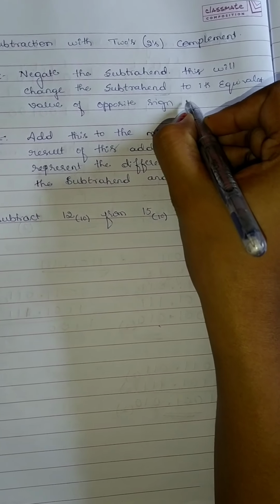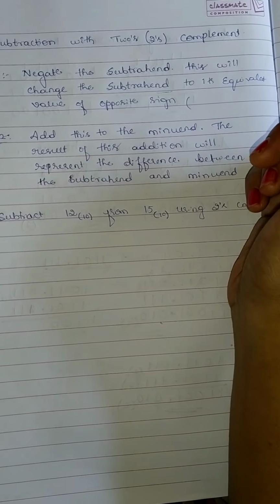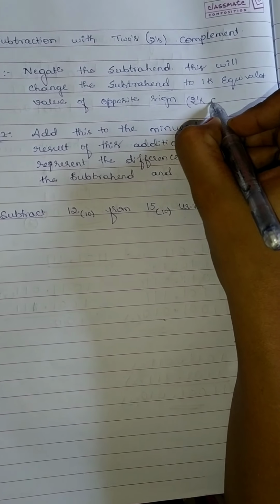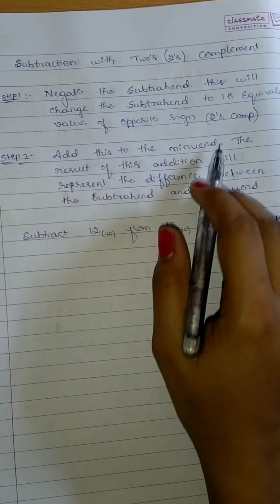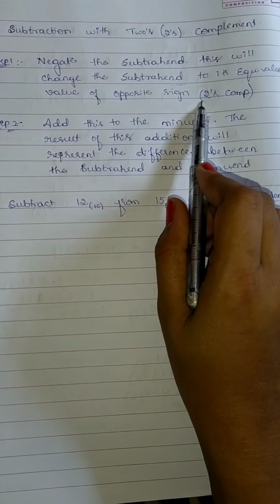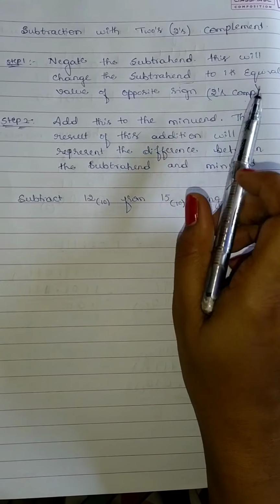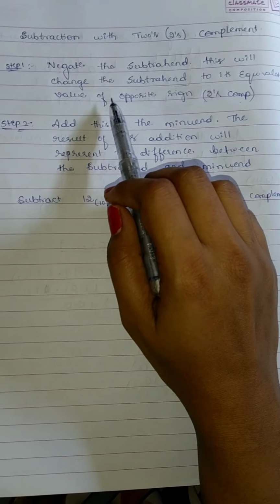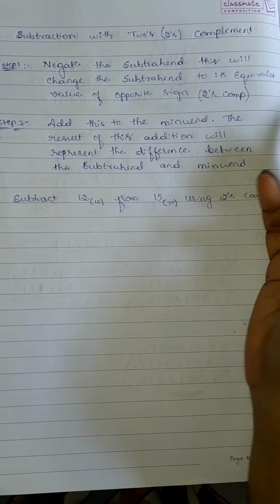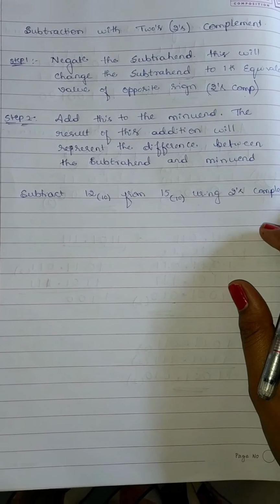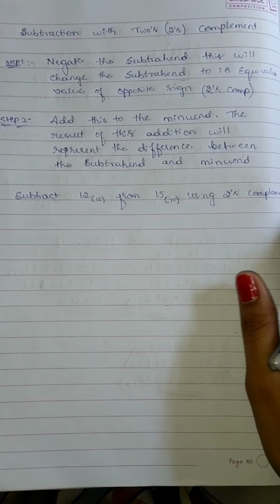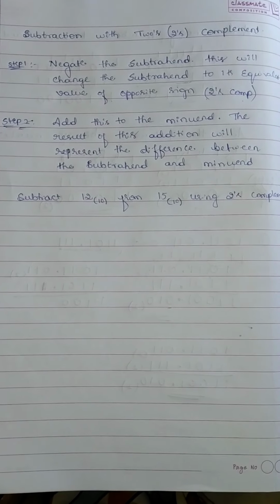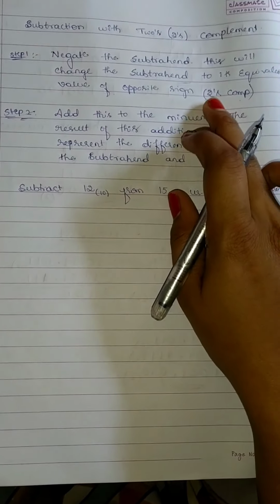In the previous session, in order to solve a subtraction with one's complement, first we need to do a one's complement of the given subtrahend, but in this we need to do a two's complement of the given subtrahend. So negate the subtrahend. This will change the subtrahend to its equivalent value of the opposite sign. That means if a given value is positive plus 21, then if we take a two's complement, that becomes minus 21. Then it's going to change its sign by making use of the two's complement.